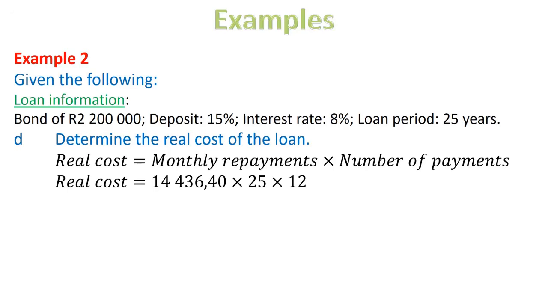Now remember, the loan period is 25 years, and so we multiply by 25. Also remember that there are 12 months in each year, and so we multiply by 12. We put that all in our calculator and we press equals, and we get our real cost equal to 4,330,920 Rand. So that's the real cost.